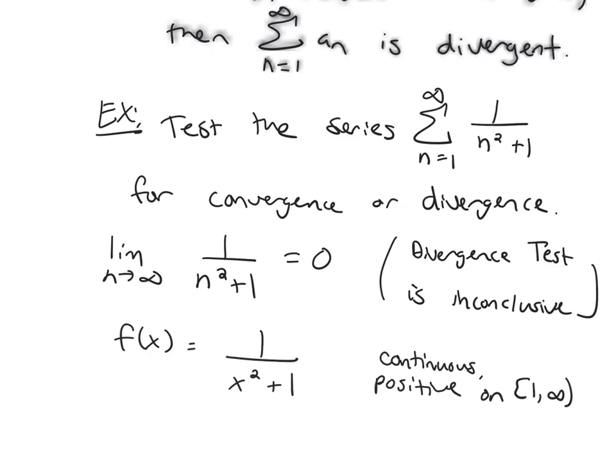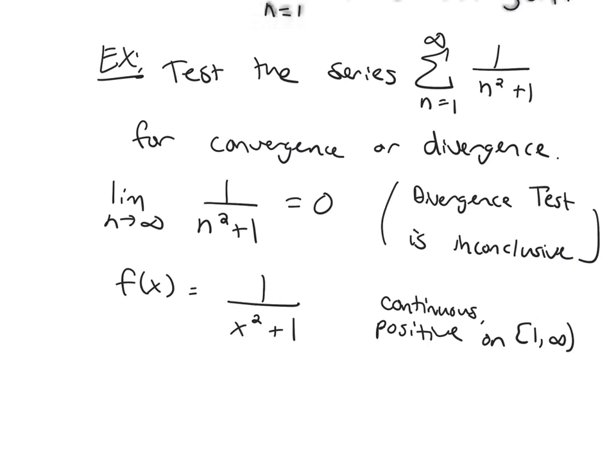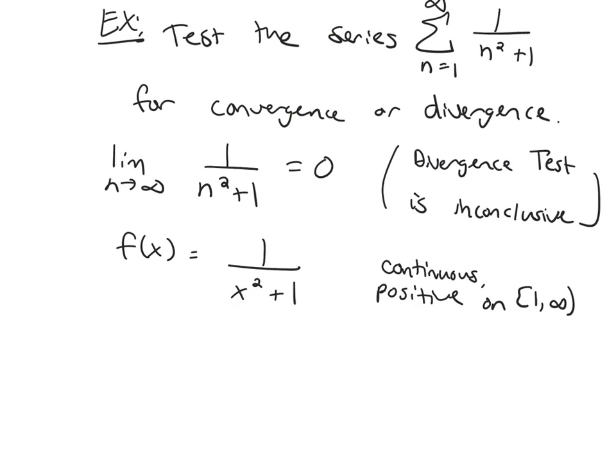So the next thing, I need to double check the other condition in the integral test, that it needed to be a decreasing function. The way to show a function's decreasing is to take its derivative and show it's negative. Okay? So I want to take the derivative of this. It might help you if you rewrite this as x squared plus 1 to the negative first. And now what's the derivative of this function?